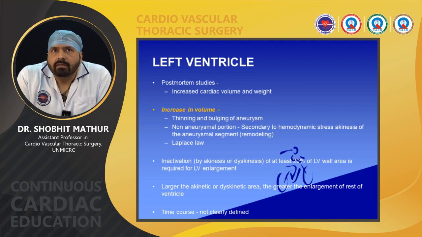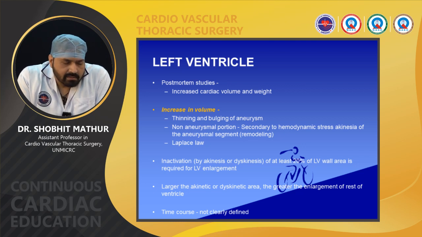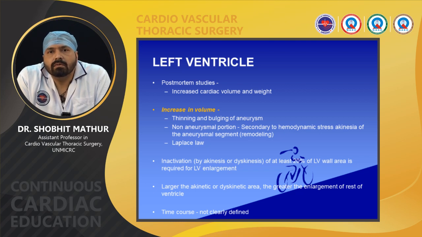What happens to the left ventricle? The left ventricle will have an increase in cardiac volume and weight. Why? The increase in volume will be due to thinning and bulging of the aneurysm. Obviously, if the wall is thinned out, there's a concept called Laplace law, which says that the wall stress is directly proportional to the ventricular diameter and the ventricular pressure, and inversely proportional to the thickness of the myocardium. So the thickness of the myocardium decreases in a case of aneurysm, and hence the increase in volume happens.